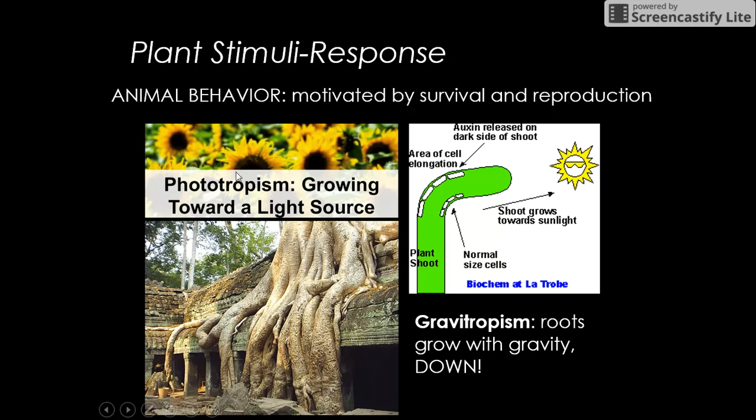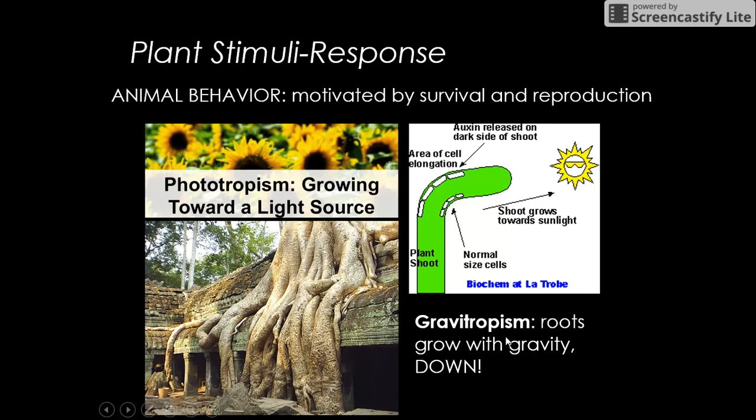Plants are a little bit different. So make sure you write down these two vocab words. Phototropism. All that means is growing towards a light source. A plant is never going to grow away from the sun. It needs the sun to live. So it's going to grow towards the sun. Phototropism.